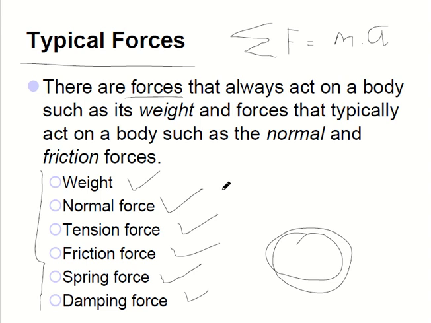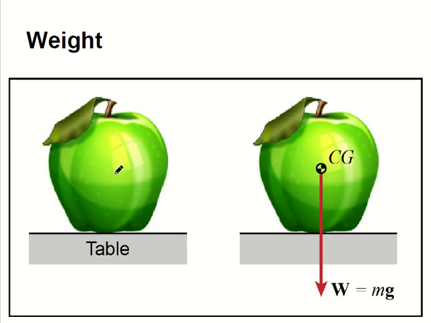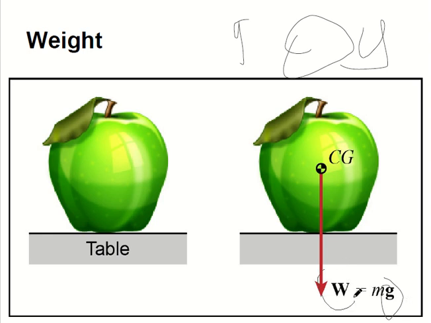Weight, normal force, tension, friction, spring, and damping force. And we're going to take a look at each one of them. So first we go back to our weight, W. Here's the table, here's your apple, and this is the center of gravity, going down with our gravity. We only know one planet, and that's where we are, your Earth, which has a 9.8 meter per second squared acceleration due to gravity. Because of this gravity force, your mass is going to go down that way, and we call that weight. Don't forget weight is a force.